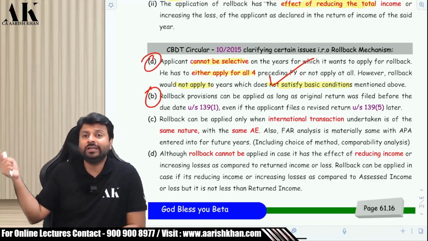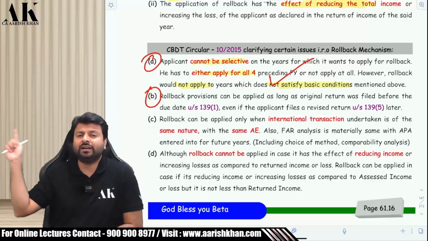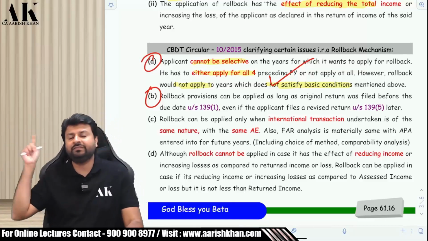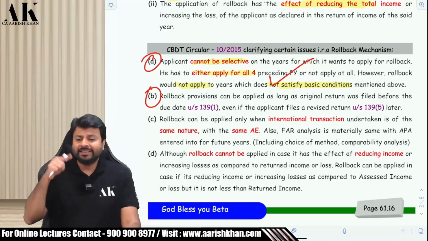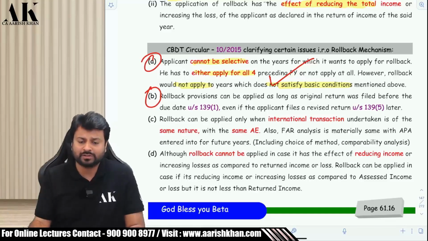But if you have filed the original return under 139.4 and then you have revised and now you are planning to roll back, rollback is not possible. If the original return was filed on time and then it was revised in 139.5, it is possible to roll back. But if the original return itself was belated and then you revise that under 139.5 and then you want to roll back, then rollback is not possible in that case.